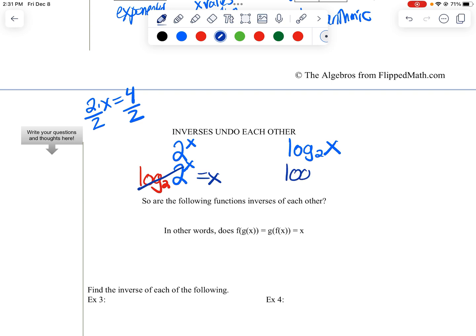If I had log base 2 of x, and I raised it to a power, so if I did 2 to the power of log base 2 of x, it undoes that, and it is equal to just x. All right, so I think we're going to skip that next part because we already talked about how those are inverses of each other.